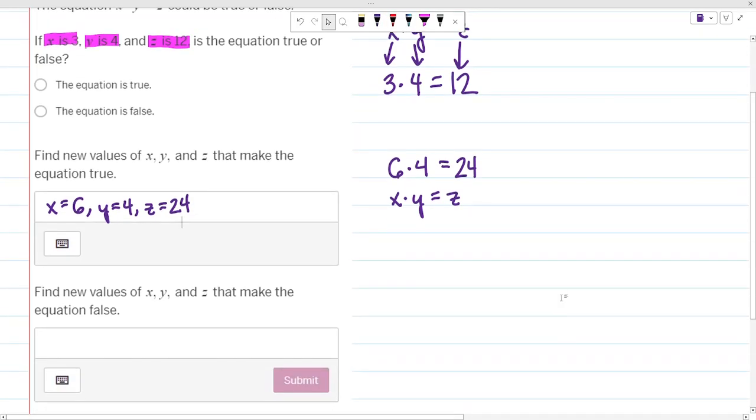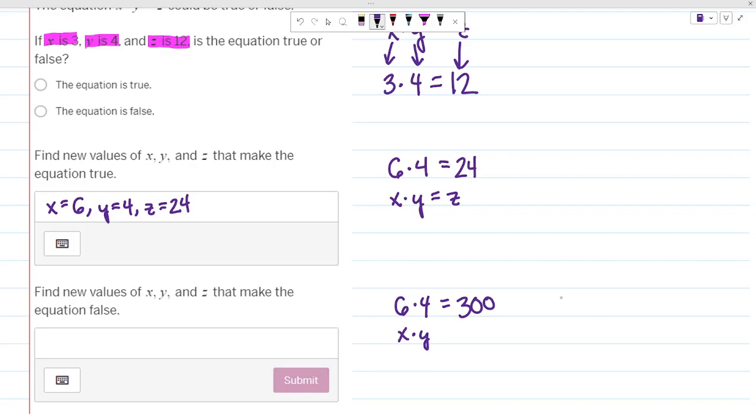Next, let's find new values of x, y, and z that make the equation false. So you might have watched my last video where I said I'm going to be lazy and keep my x and y the same. I'm going to do that here too. So let's say 6 times 4 equals 300. Something kind of wild. So obviously this is false.